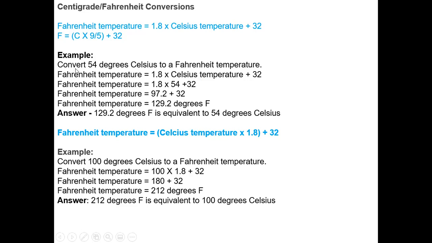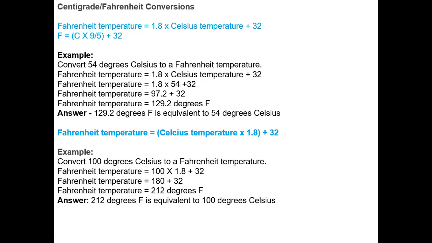So look at our first example. We have 54 degrees Celsius. We're converting it to a Fahrenheit temperature. So we have our 1.8. We're multiplying that times our Celsius temperature, and we're adding 32 degrees. So our 1.8 is here. We have our 54 degrees, which is our Celsius temperature. We'll do the multiplication first, and then we'll add it to the 32 degrees. So when we took the 1.8 times the 54, you should have gotten 97.2.